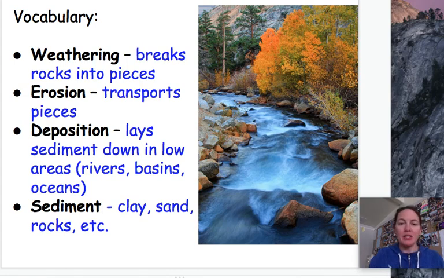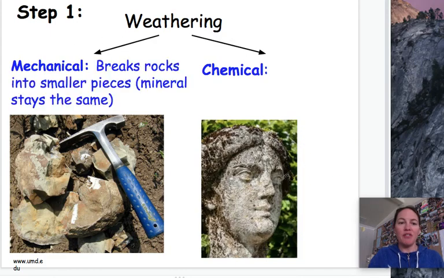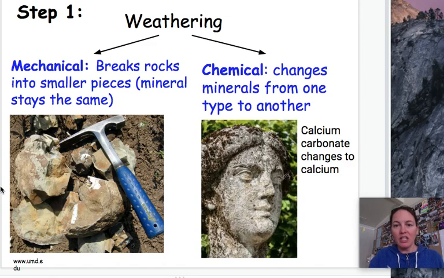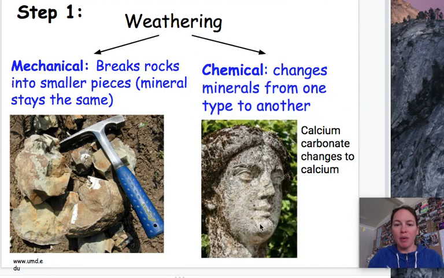So there are 2 parts to weathering. The first is mechanical weathering, and the second is chemical weathering. And weathering can be either one of these. So first, we have mechanical weathering, which breaks rock into smaller pieces, but the mineral stays the same. It's really important. So in mechanical weathering, it's like you're taking a hammer and smashing it up, but you still have the same type of rock when you're done. It's just in small pieces. Chemical weathering changes the minerals from one type of mineral to another type of mineral. So in this example, we have a statue that had chemical weathering, and the calcium carbonate that the statue is made of got dissolved by acid in the rain, and it changed into calcium.